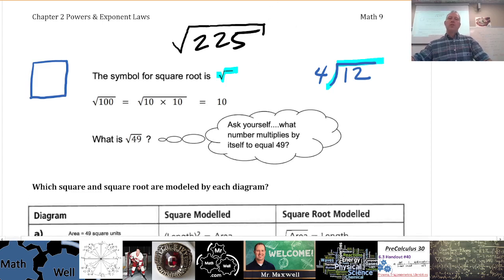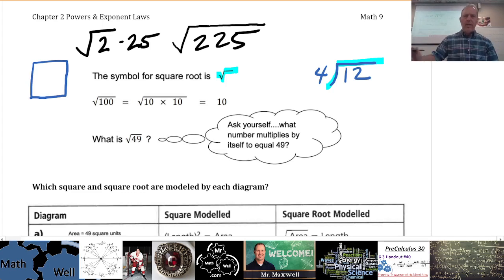So just make sure that it's over the entire number that you're meaning to take the square root of, because this could be root 2 times 25, right? That's what that actually means if you don't extend that little sign. Okay, and these are not the same, of course. They're not the same. Okay, so the symbol is this little square root sign.